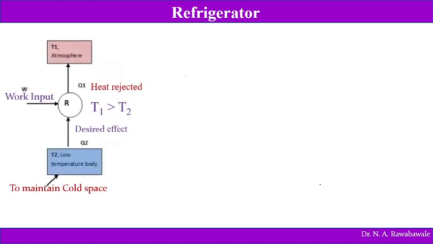Now let us see what this refrigerator does. Here is the space which has to be maintained at a lower temperature than the surroundings, to keep this space colder than the surrounding or atmospheric temperature. Q2 amount of heat energy is absorbed by this refrigerator with the help of this work input, and this energy is transferred to the body at higher temperature, that is, it is rejected to the atmosphere. So Q1 amount of heat is rejected, and Q2 amount of heat is absorbed.